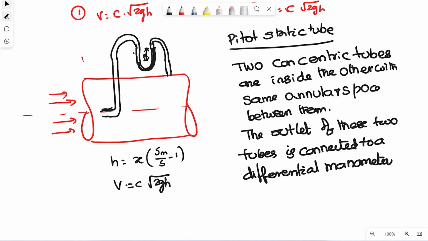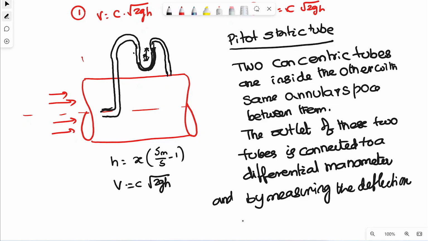Right? And by measuring the deflection, we can find out velocity.